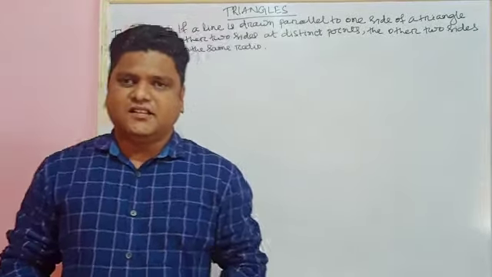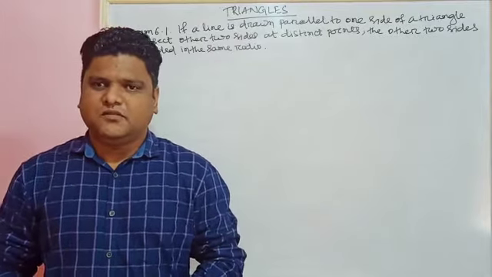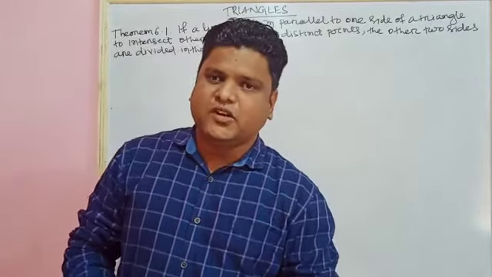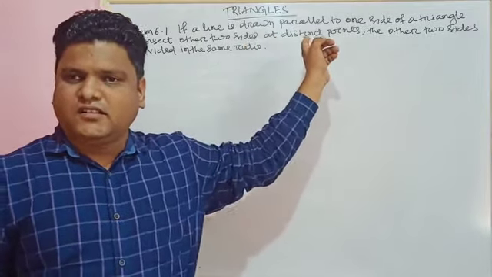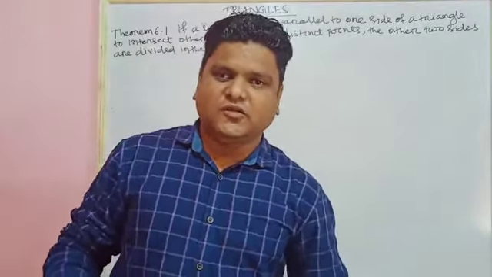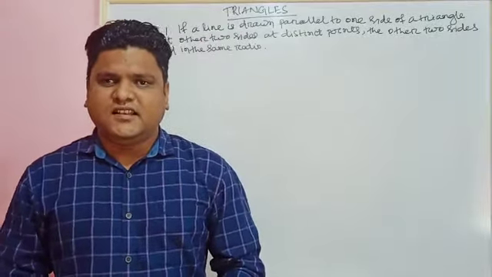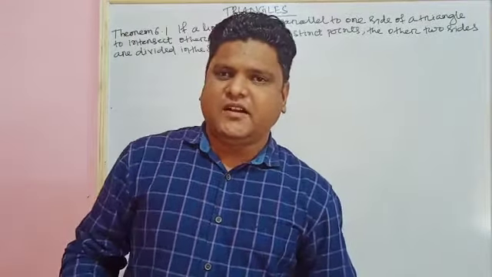Today our chapter is triangles from class 10 NCERT book, and let's take theorem 6.1. Theorem 6.1 is: if a line is drawn parallel to one side of a triangle to intersect other two sides at distinct points, then the other two sides are divided in the same ratio.